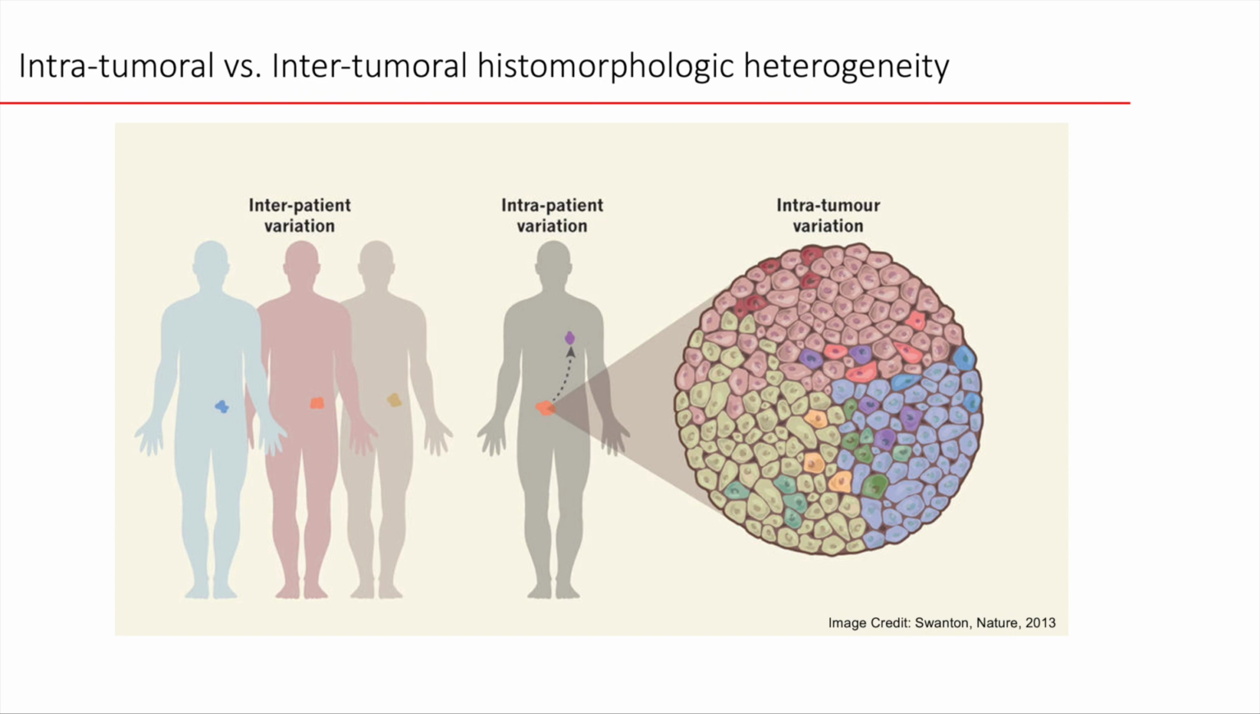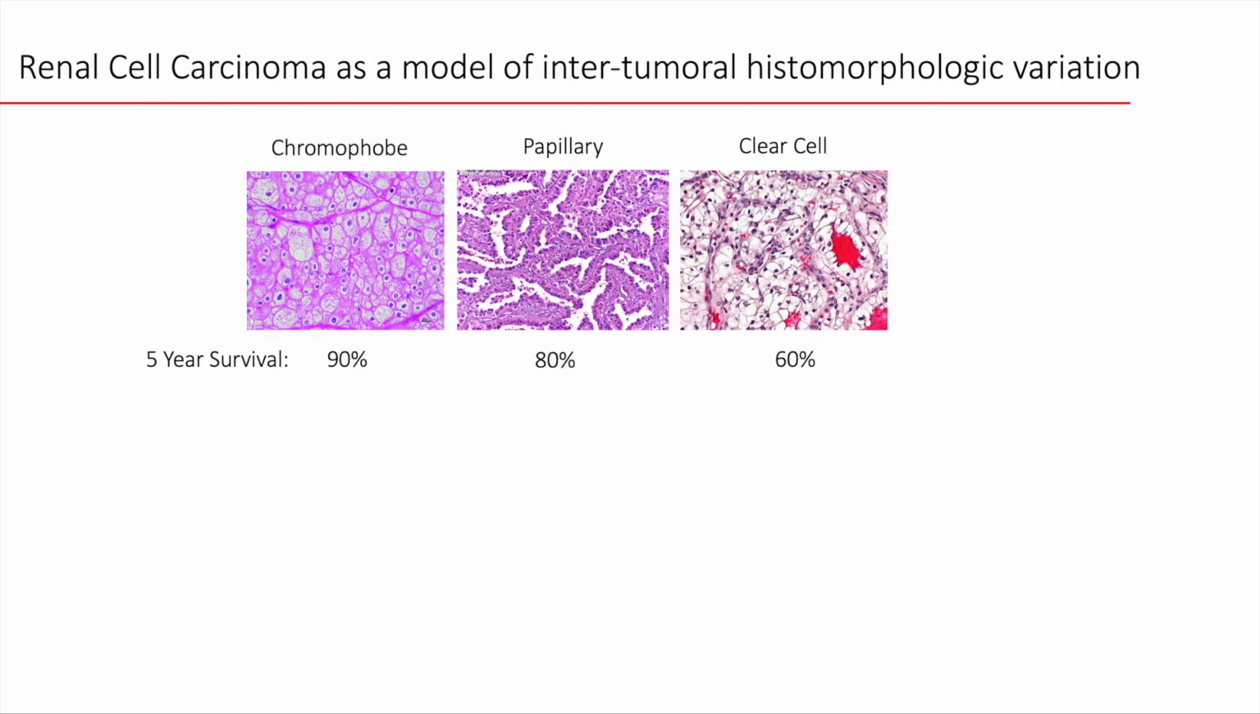So that's the end of our intra-tumor heterogeneity story. Let me guide you through our interpatient heterogeneity story. One of the nice things about renal cell carcinoma is that it is a very good model to study inter-tumor histomorphologic variation. There are three different types of renal cell carcinomas: chromophobe, which have a relatively good outcome. We have papillary and clear cell, which, as you can see, have a sequentially more aggressive clinical behavior.